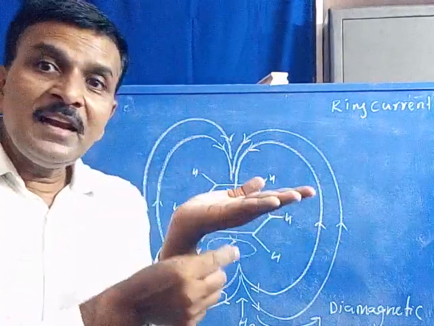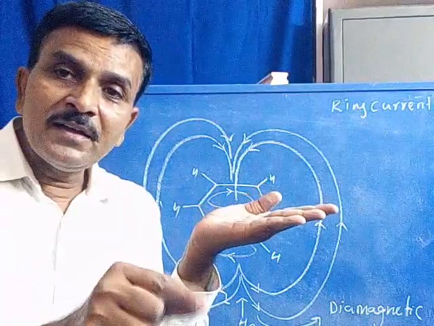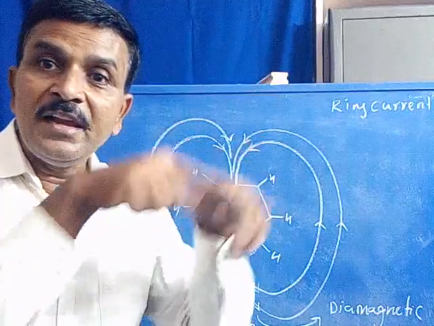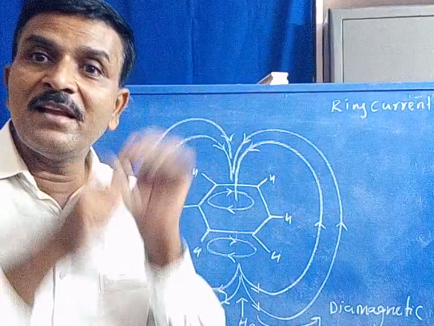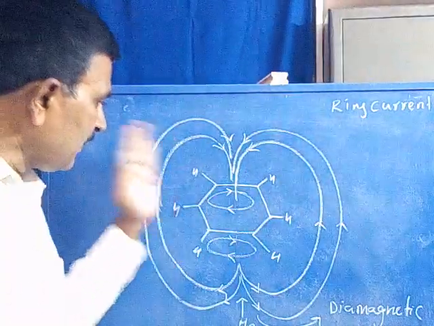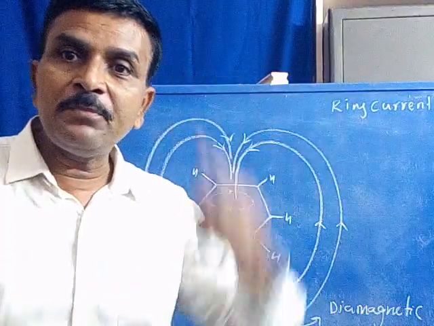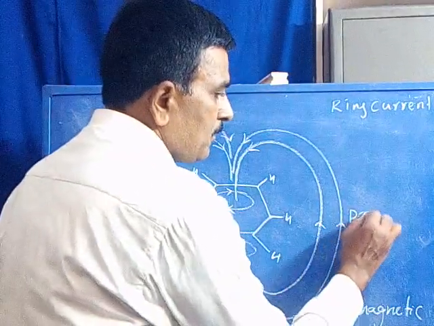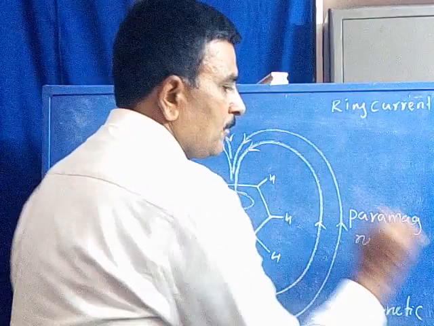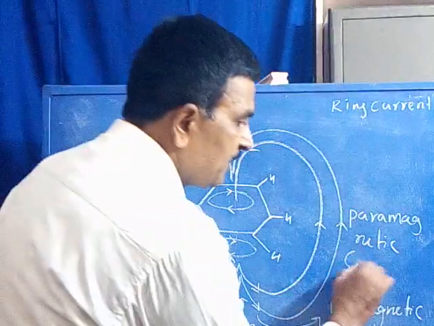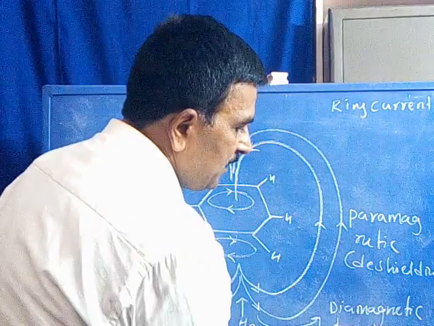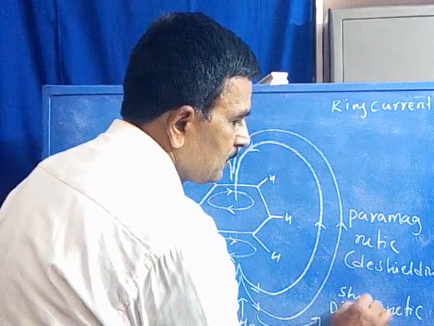That is, the ring current is exactly diamagnetic. The ring current is diamagnetic at exactly the center of the benzene ring. Inside the benzene ring, the ring current is diamagnetic. At outside the benzene ring, the ring current is paramagnetic, that is, de-shielding. Here it is shielding.